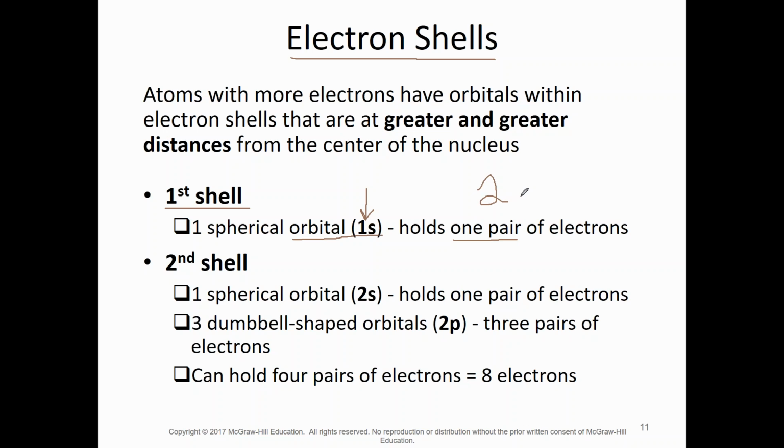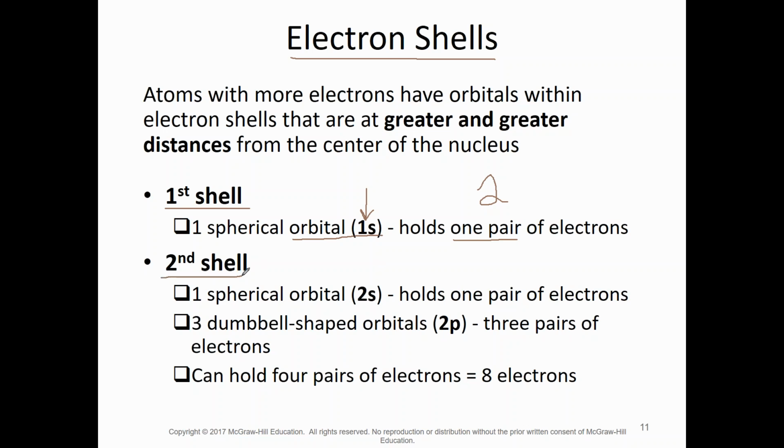Doesn't matter what kind of orbital it is, all orbitals hold only 2 electrons or one pair. All right, so we've explored the first floor. We now understand how the electrons are arranged in the first shell, or the first floor, and we've looked at the 1s orbital.